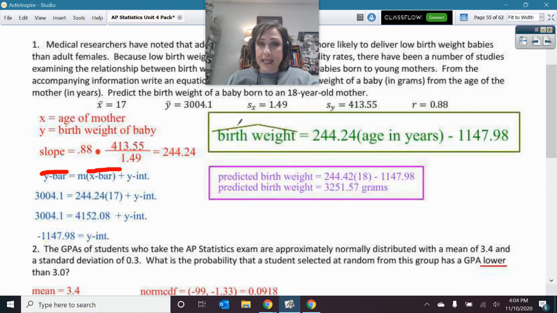So in context, write your equation with the predicted birth weight. If I was typing that in for my online people, I'd put predicted birth weight equals 244.24 times age in years minus the 1147.98. Now, then it also asks you to predict the birth weight of a baby born to an 18-year-old mother. So that's when you plug in 18 and you get that predicted weight in grams.